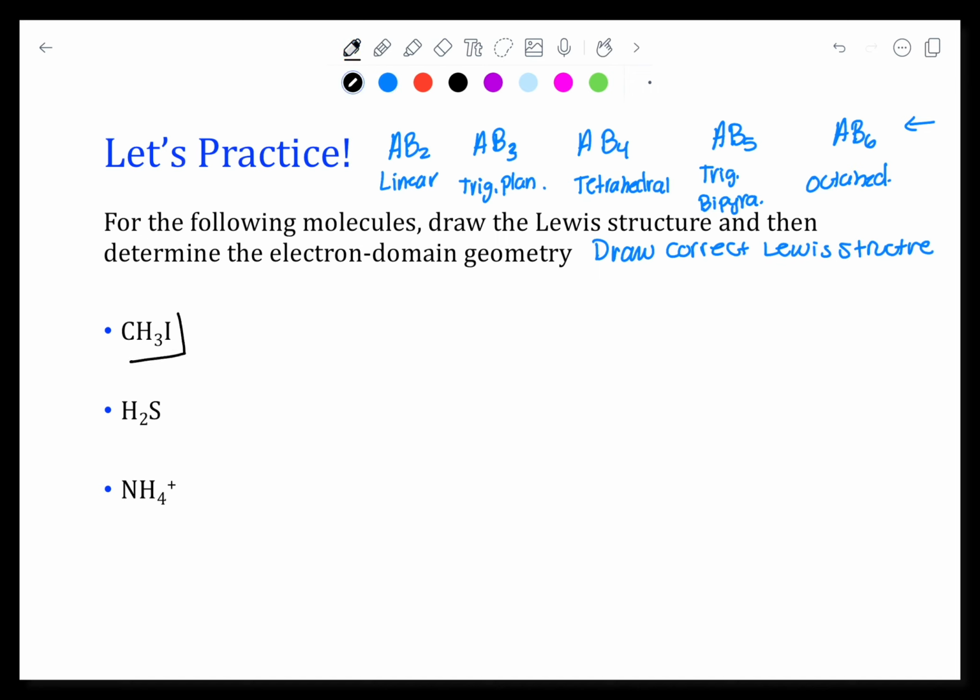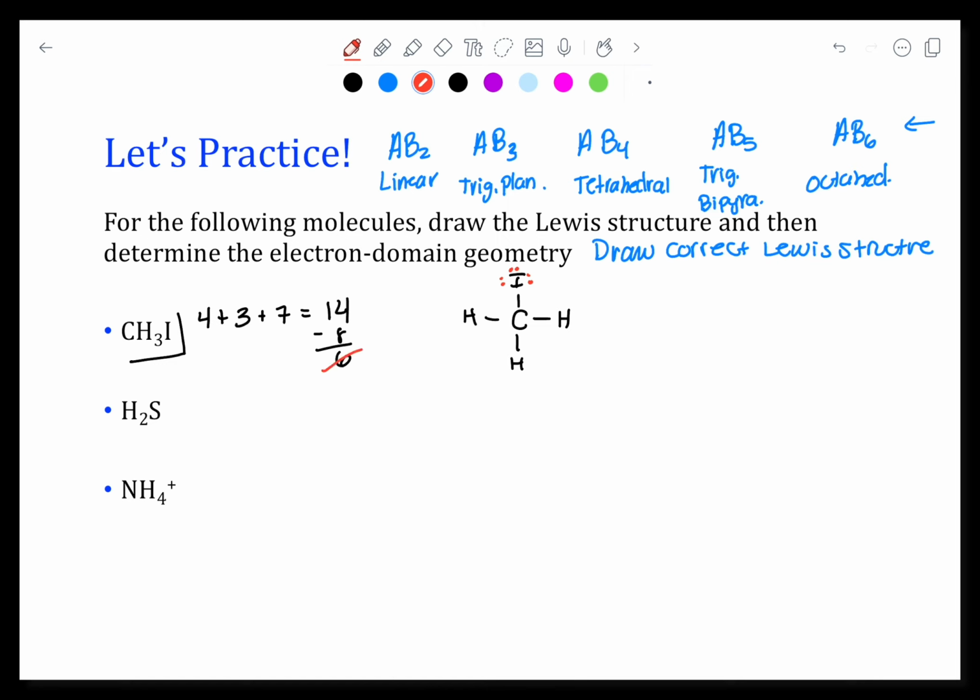CH3I. So we have 4 electrons from the carbon, 3 electrons from the 3 hydrogens, and 7 electrons from the iodine, which gives us 14 electrons. So we're going to start with drawing carbon in the center. We have 3 hydrogens and an iodine. That used up 8 electrons. So I have 6 left. I have to complete my octet on my iodine. 1, 2, 3, 4, 5, 6. That used up all of my electrons.